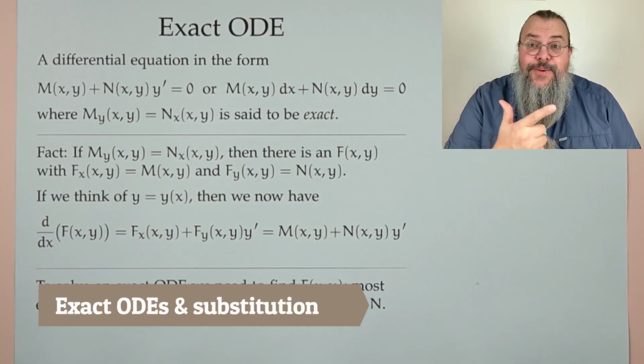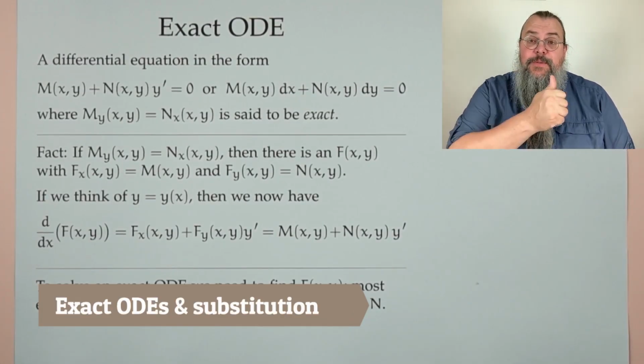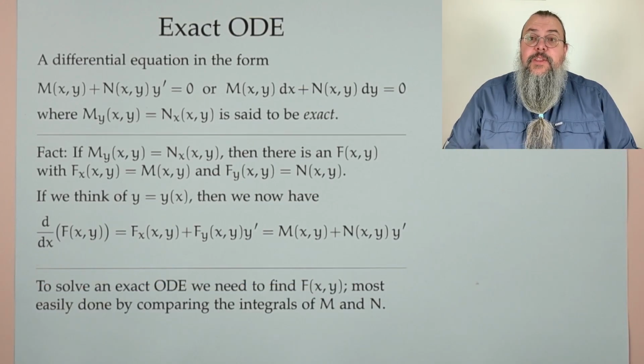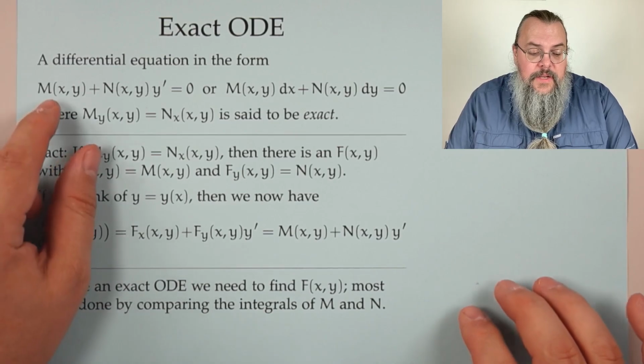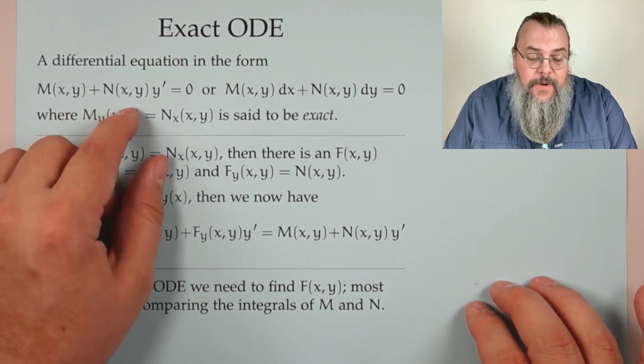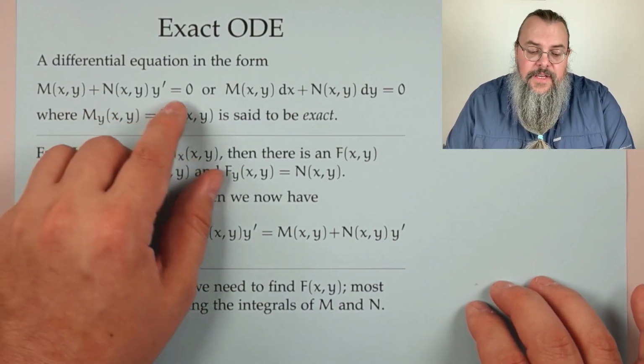We're going to be talking about two things today. The first thing we're talking about are exact ordinary differential equations. These are often written in the following form, namely some function of x and y plus some other function of x and y times y prime equals 0.